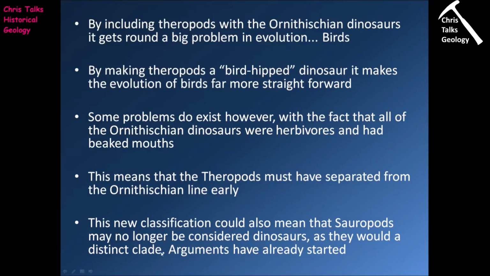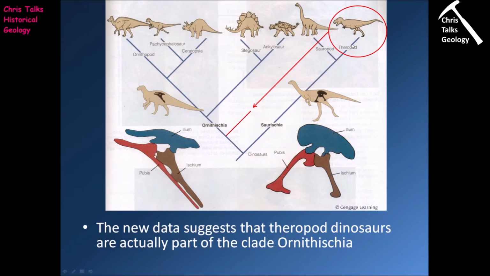So the new classification could also have a bit of an effect on the sauropods. If we just go back for a second, if we move the theropods down here and make them part of the Ornithischian line, well then all of a sudden we have the sauropods all by themselves. And that does bring about the question of, as the sauropods are now in their own little isolated subclade, does that technically mean they're dinosaurs anymore?